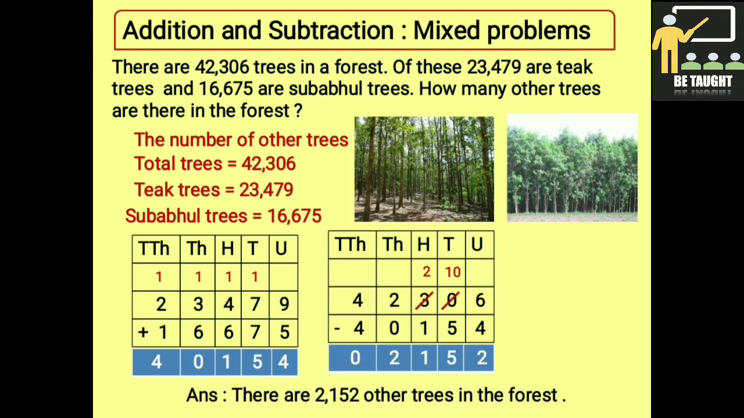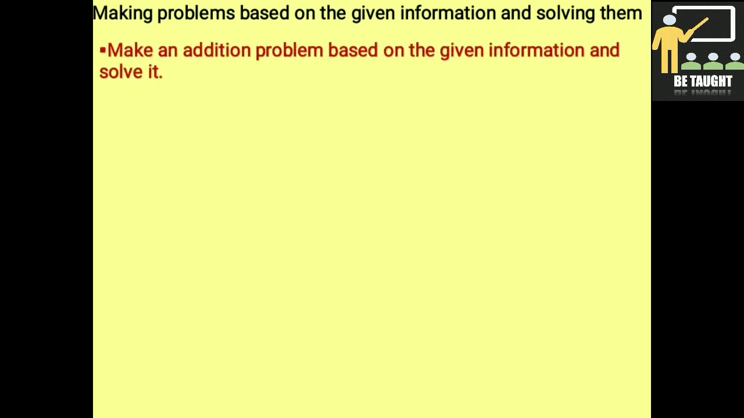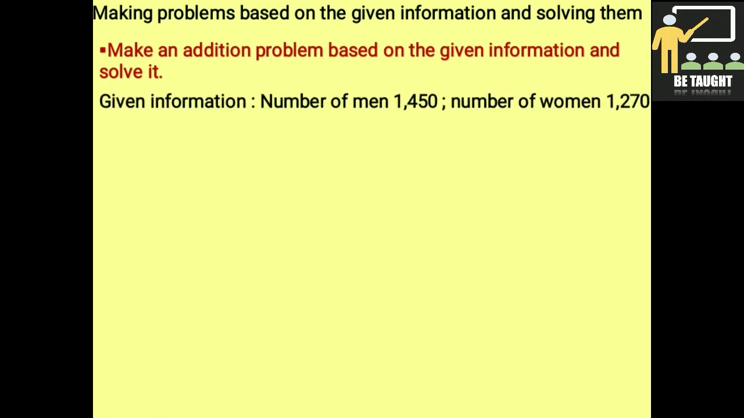So our final answer is there are 2,152 other trees in the forest. Now we shall learn about making problems based on the given information and solving them. Make an addition problem based on the given information and solve it. So what is the given information? Number of men is 1,450 and number of women is 1,270.